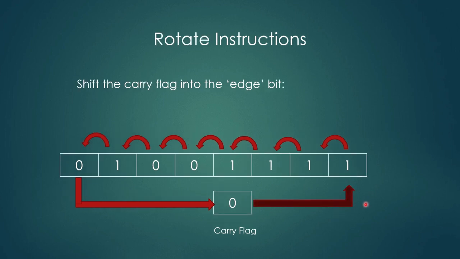With the rotate instruction, in this case we're doing a rotate left, the high order bit is copied into the carry flag, and the carry flag is copied into the low order bit. Now, all these transfers and copies happen simultaneously, so there is no danger of the carry flag, for instance, getting written over before it's copied into the low order bit.